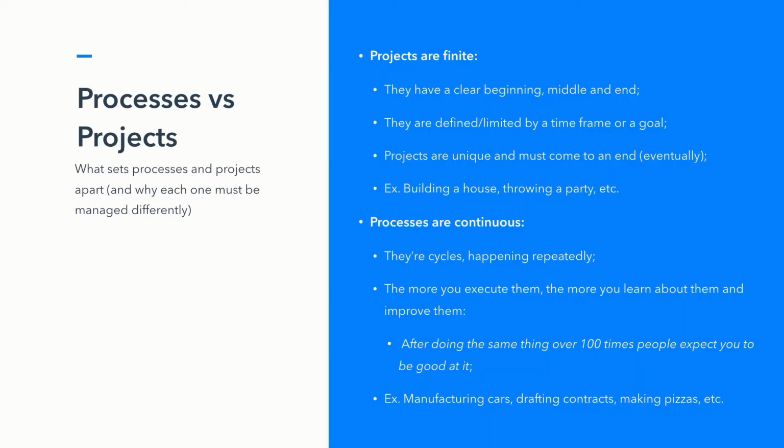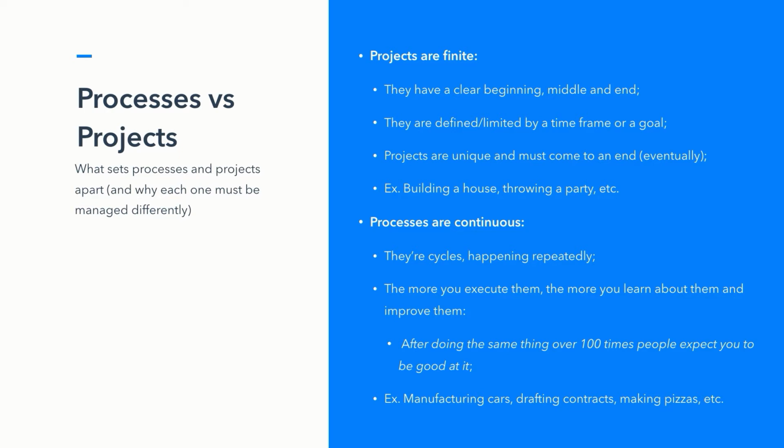What sets processes and projects apart, and why must each be managed differently? The first thing we need to differentiate processes and projects is that projects are finite. They have a clear beginning, middle, and end. They are defined or limited by a time frame, so 1 week, 1 month, or a goal. Projects are unique and must come to an end eventually. Examples of projects are building a house, throwing a party, etc.